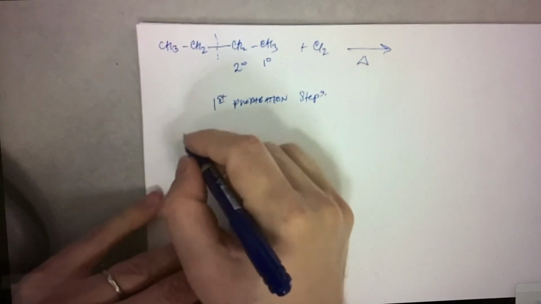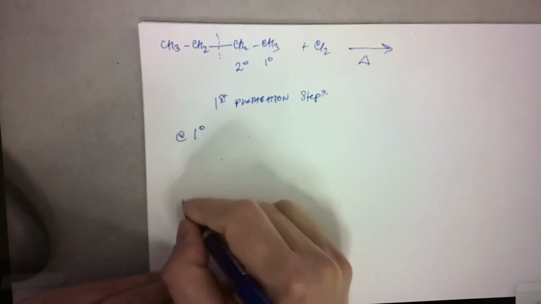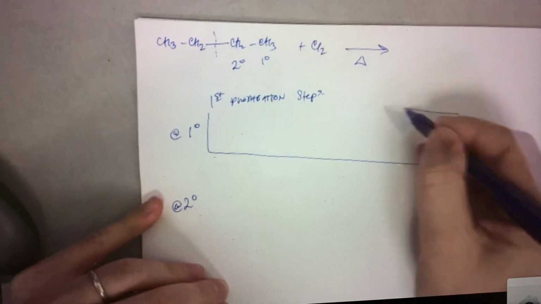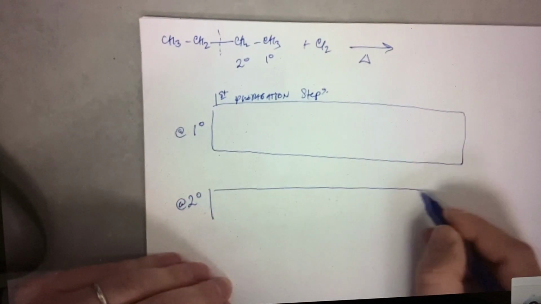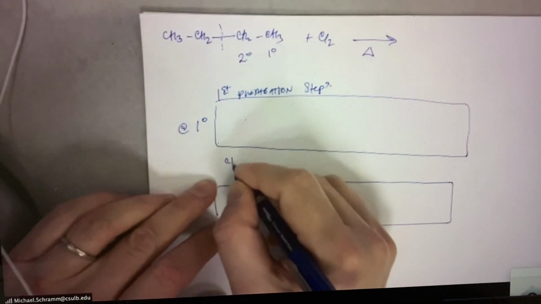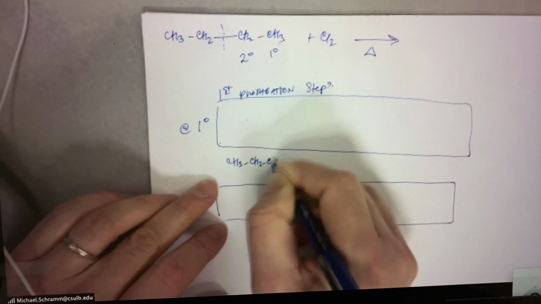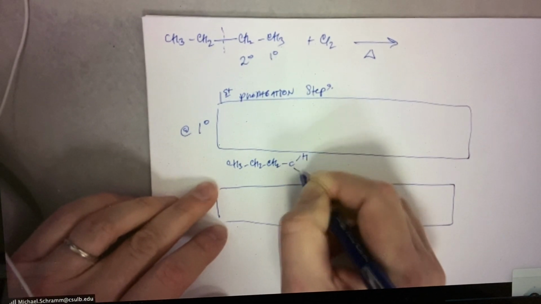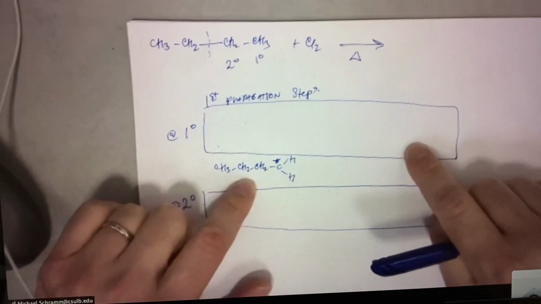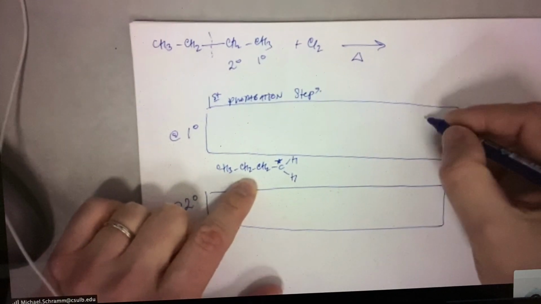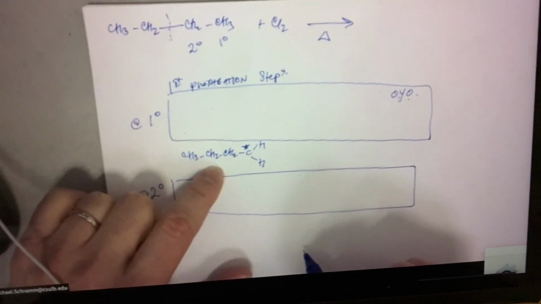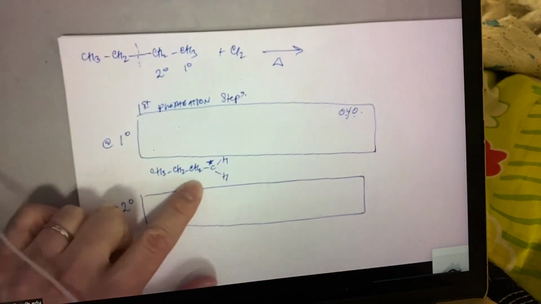I'll leave a little blank here for you, first at the primary position, and then at the secondary position, and I'll leave one box for you to fill in later. And I'm going to do the second propagation step. In the second propagation step at the primary position, we've made a radical. So this is going to go up here in the box, and I want you to work out this mechanism on your own later, okay? Or if you're really bored listening to me and you can keep up, fill it in now, but it's okay to do this later. It's just practice. How do you get to here with Cl radical, okay?